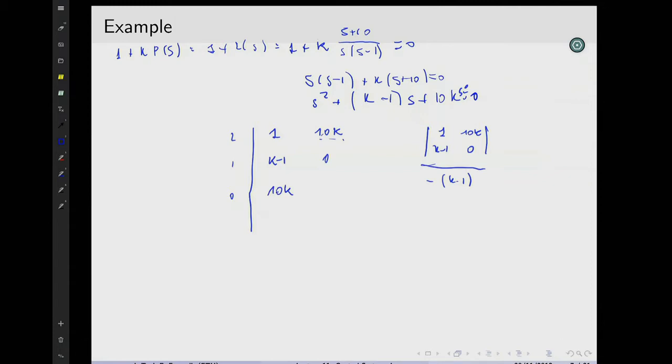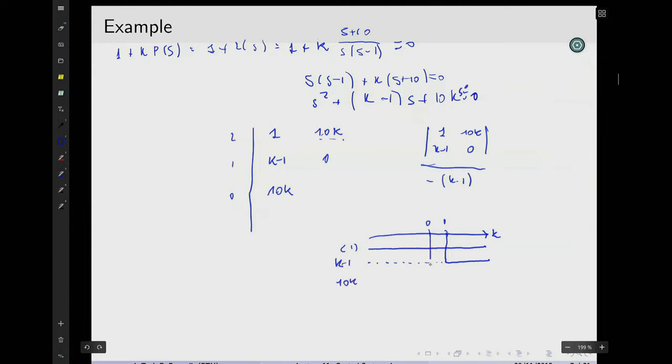How do we use this? Well, we know that as long as there are no variations in signs in the first column, then we're good. So let's study the sign of these three terms as K varies, let's say this is 0. What is the sign of the first term, which is a 1? Well, 1 is positive regardless of K. What about K minus 1? If this is 1, then K minus 1 is positive for K bigger than 1, and negative for all other values. And for 10K, it's positive for K bigger than 0.